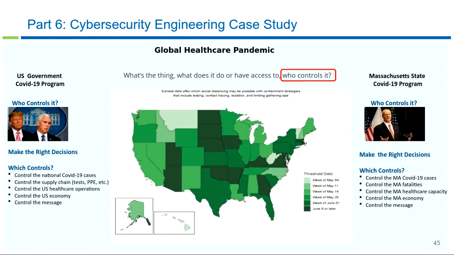Who controls at the state level, which is the state government: the Massachusetts cases, the Massachusetts fatalities, the Massachusetts healthcare capacity, the Massachusetts economy, and ultimately the message, who controls the message. These are the same kinds of things that you want to think about in risk. Who controls the actual risk and who controls the message, both at the organizational level as well as at the department level.